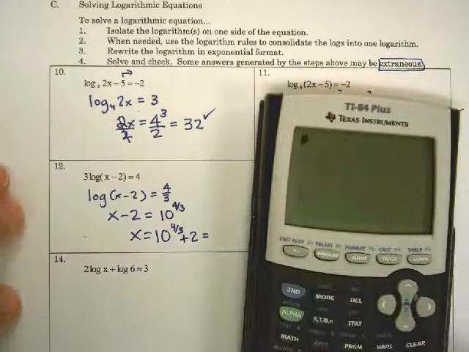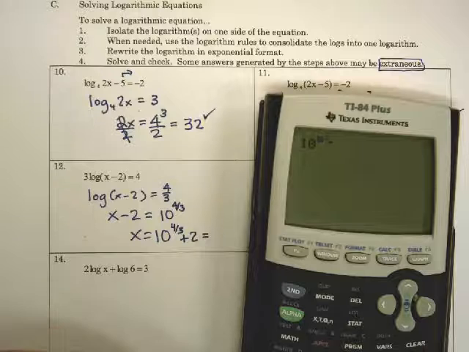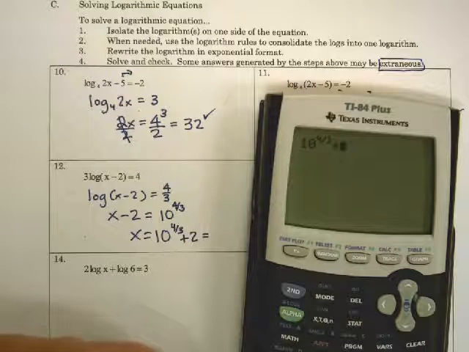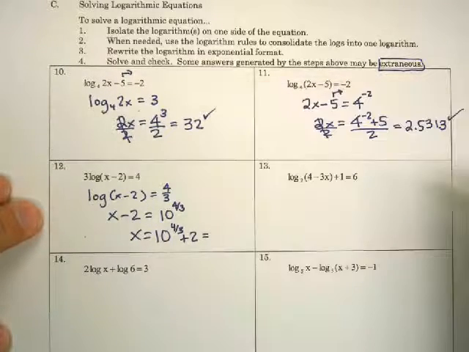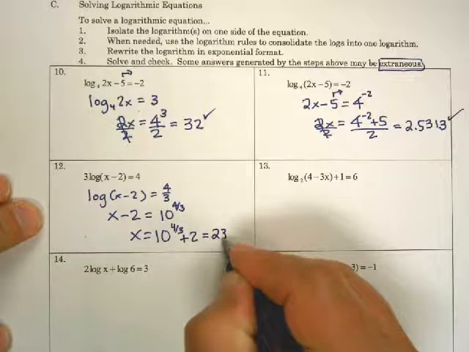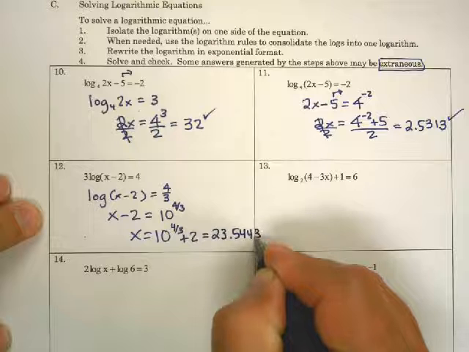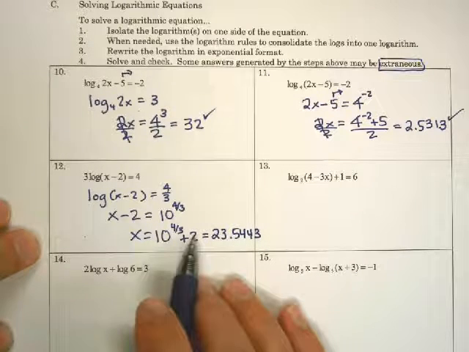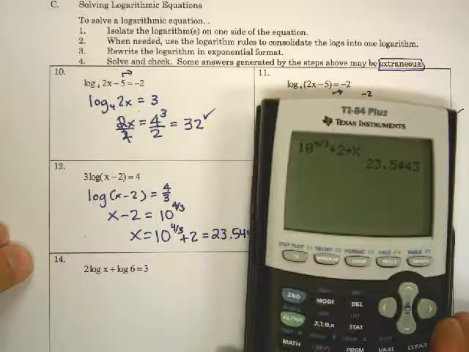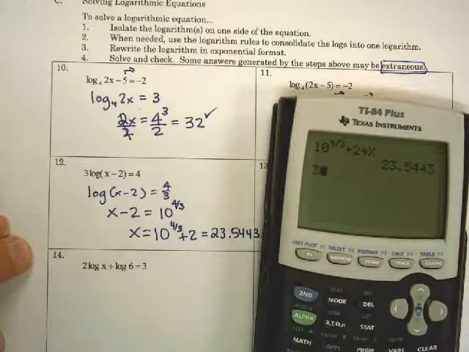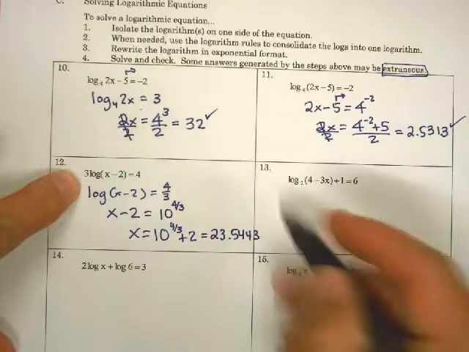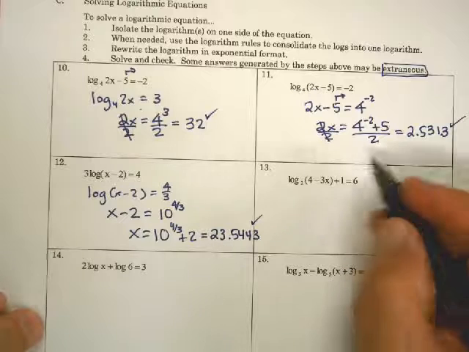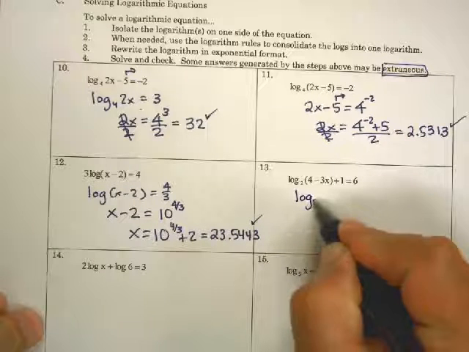Calculate that answer and store it and check it. 23.5443. I believe your homework asks for 3 decimal places of accuracy instead of 4. That one's already stored. Let's see if the original problem rings true. And we get the 4 that we were hoping for when we got the original problem. Okay, legitimate answer. Alright, subtract 1 off both sides to get your logarithm all by itself.